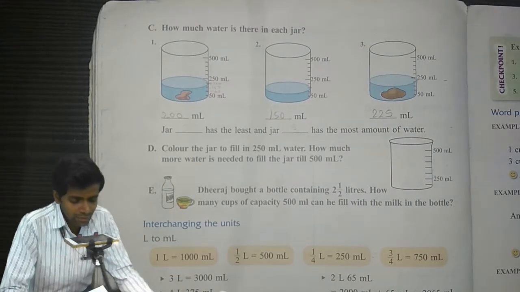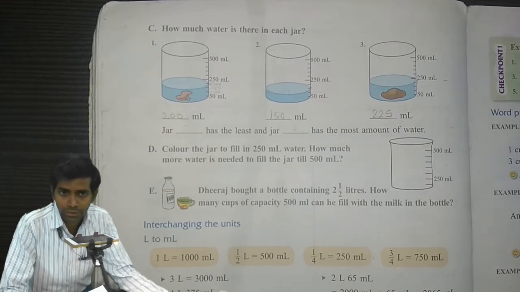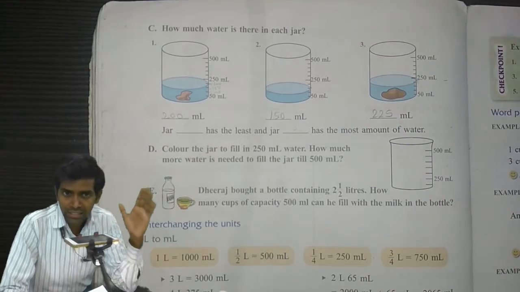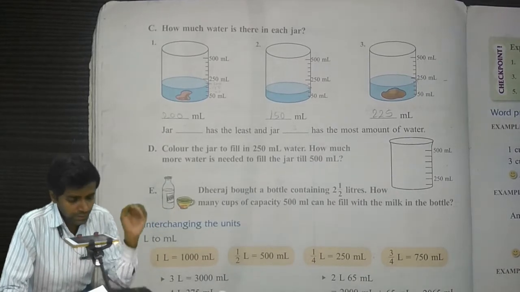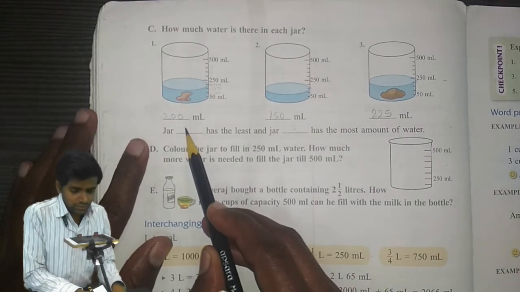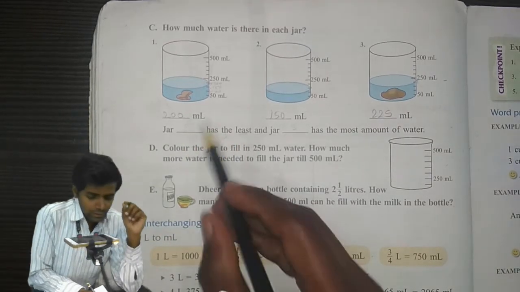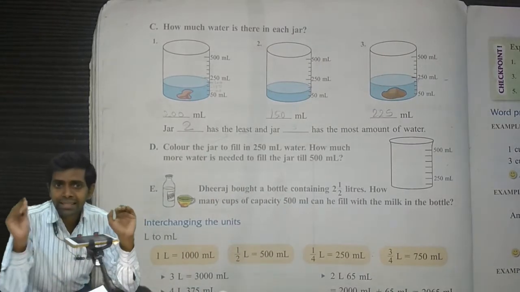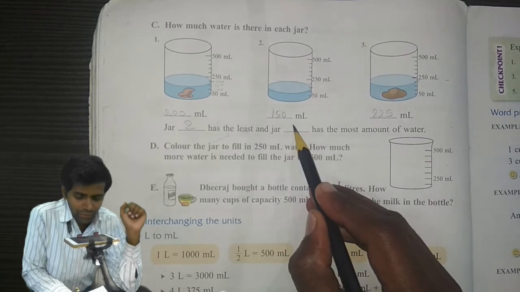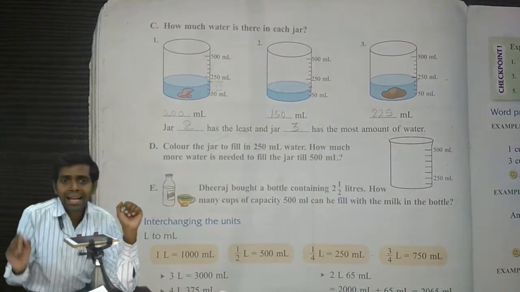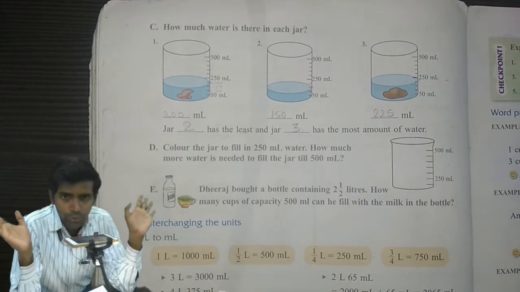Okay, then the fill in the blank: the jar has the least, and the jar has the most amount of water. We have to write which jar has the least amount of water. Least means कम and most means maximum. So the jar 2 has the least. Least means small amount. So we will write here second. The third jar, which is 225 milliliters, has the most, that means maximum amount of water in the jar. Okay, I hope you understand.